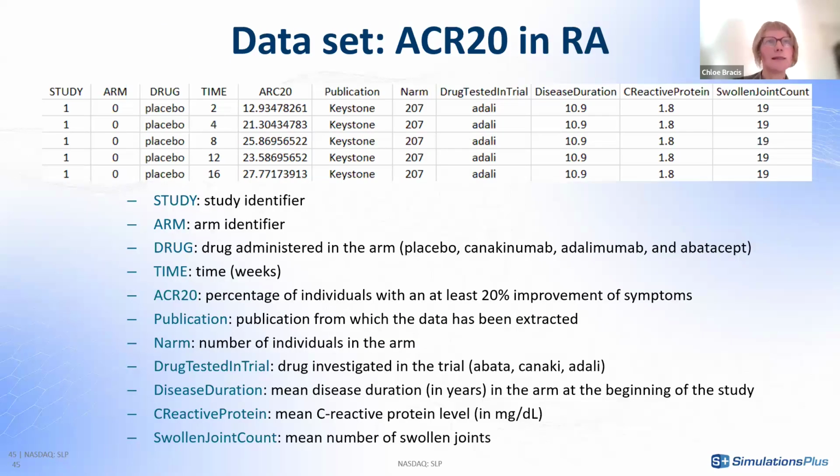If we look at our data set, we have here, again, the study, the arm, the drug. Here we have our ACR20 as our response. We have an arm for the number of individuals per arm. And then we have several different covariates that we'll be able to look at later to see if they have any effect in our model.